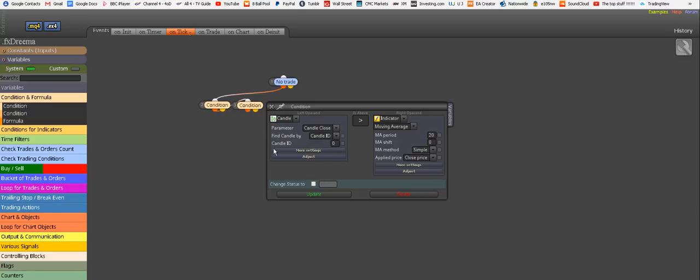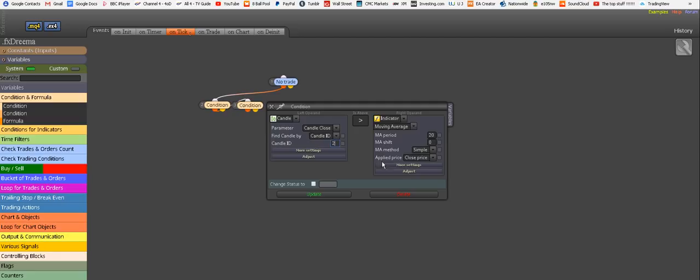Now, for this one, we need candle ID 2. And let me explain to you quickly why. 2 means not the current candle that is drawing on our charts right now, not the previous one, which would have been candle ID 1, but the one before it. So the third candle back, if you like. So not the current one, not the one before it, but the one before that. And this is how we determine it in a programming language. It's called candle ID 2. It means not the current one, not the one before, but the one before that.